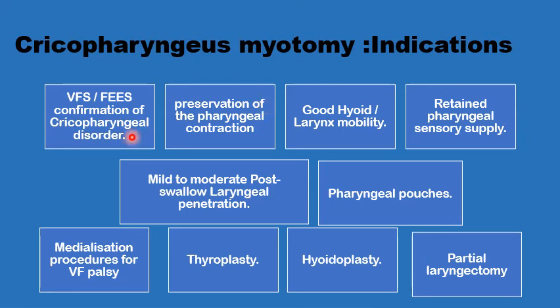As a part of other treatment, as secondary procedure, in cases, for example, of aspiration, mild to moderate aspiration can be helped by the myotomy. In pharyngeal pouches, this is an integral part of the management, plus the excision or the suspension of the pouch. And it can also be combined with medialization procedures in case of recurrent laryngeal nerve palsy, as also can be combined with thyroplasties, with hyoidoplasties, and in partial laryngectomies.